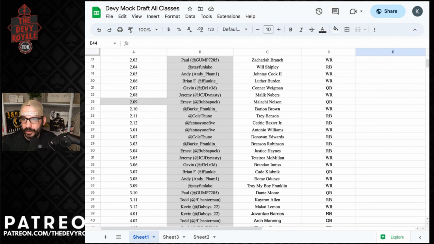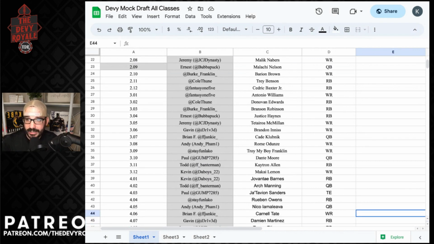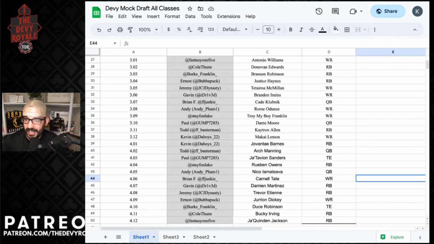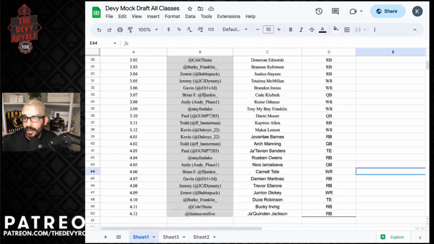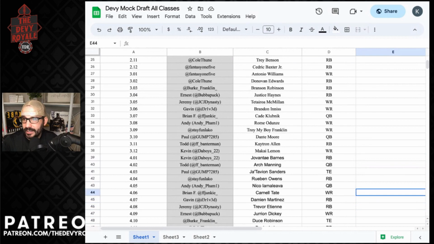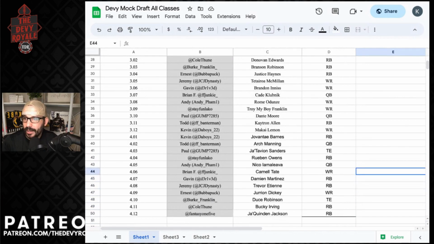To show you that third and fourth round to really highlight it, there's a lot of guys in here that can see value increases. Branson Robinson, Donovan Edwards, Antonio Williams, Justice Haynes, McMillan, Brandon Ennis, even Cade Klubnik there in the third, right? Those aren't bad picks. Mekhi Lemon. One guy to really highlight and to know, Kaytron Allen, he's getting drafted pretty late, third, fourth round. In this one, 311. I was going to take him at 312. He's a really good Penn State running back. So just to show you guys where that value's at, I thought that was important to note, so you can go over your Devy league, pause it and look there.